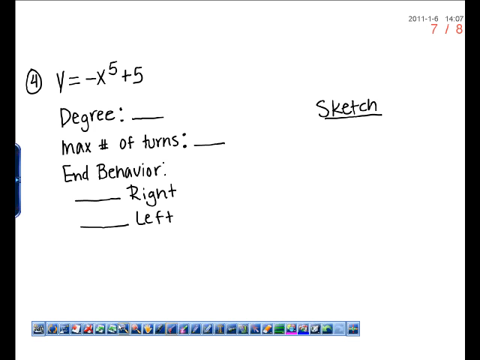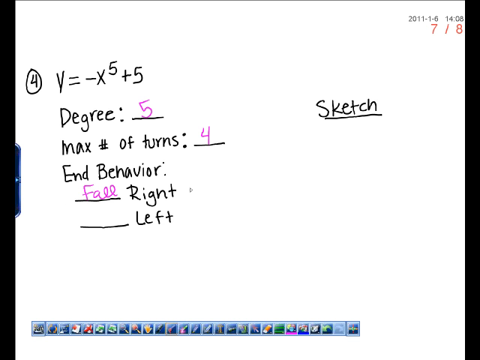All right, Rhett, what's the degree of this polynomial? Good. Catherine, what's the maximum number of turns? 4. Ivan, what's going to happen on the right? Fall. Good. How'd you know that?